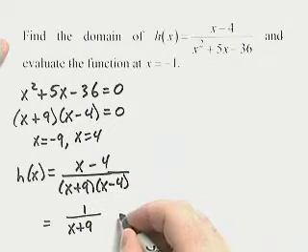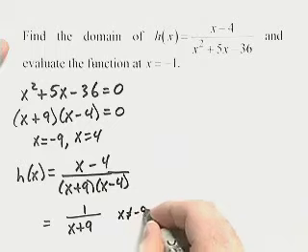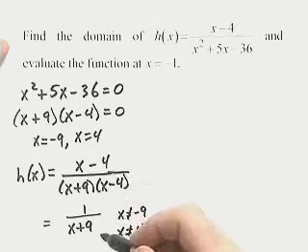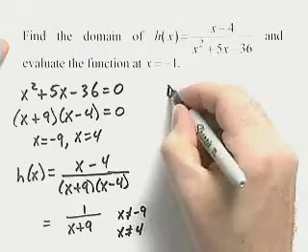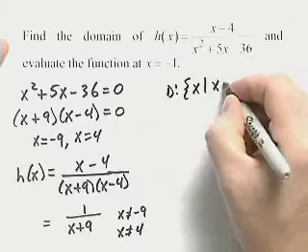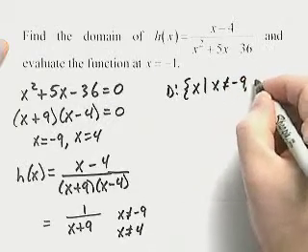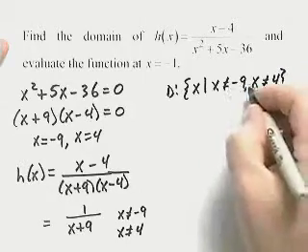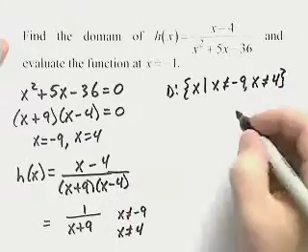So we still need our restrictions that x is not equal to negative 9 and x is not equal to 4, and then those two would be equivalent. So our domain is the set of all real numbers for x such that x is not equal to negative 9 and x is not equal to 4. We need to exclude both of those values even though we can reduce this eventually.